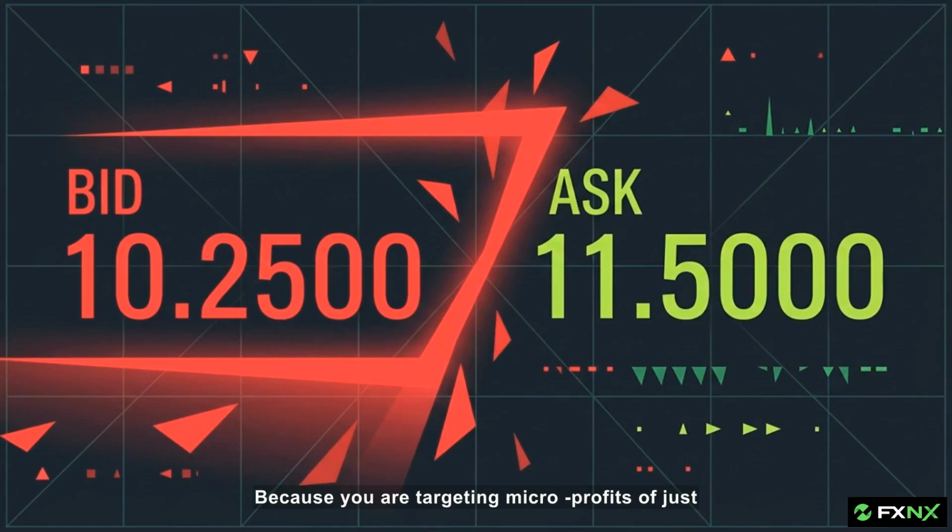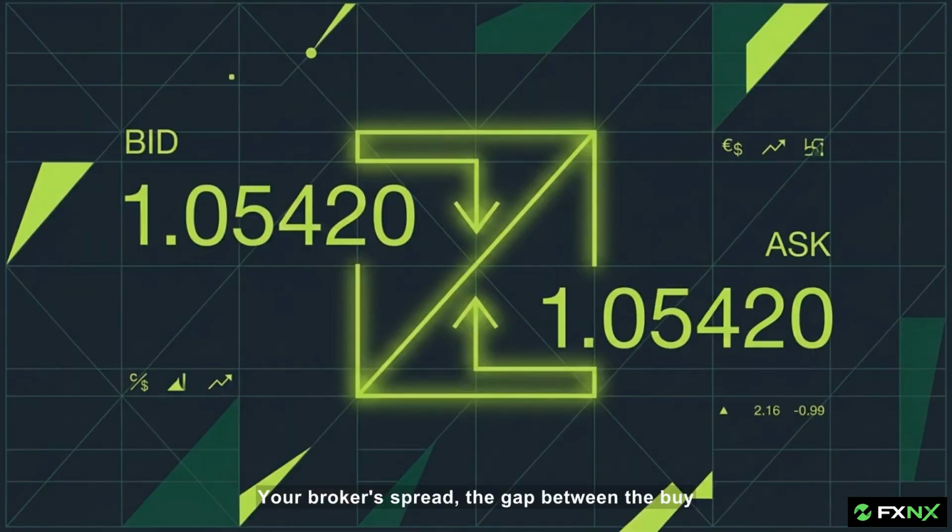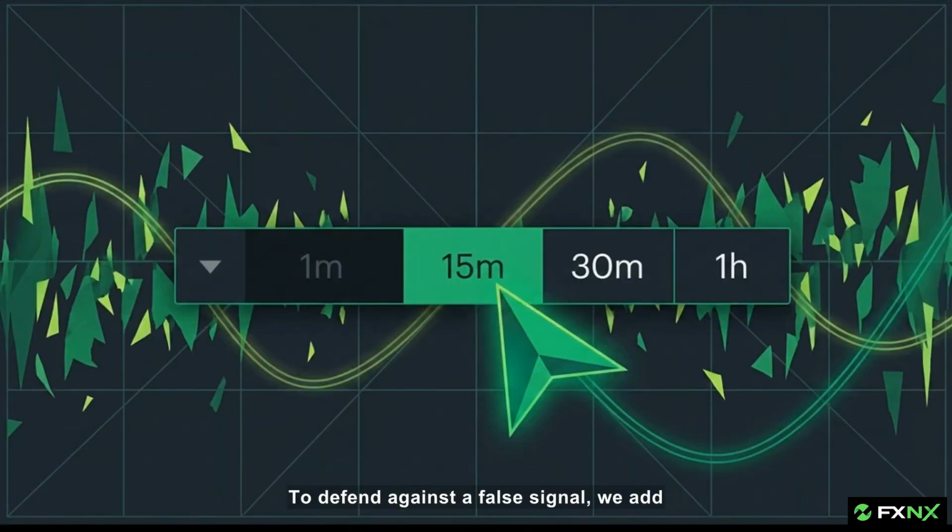Because you are targeting micro profits of just 10 to 15 pips per trade, market friction will eat your margins. Your broker's spread, the gap between the buy and sell price, must be nearly zero. To defend against a false signal, we add a time filter.